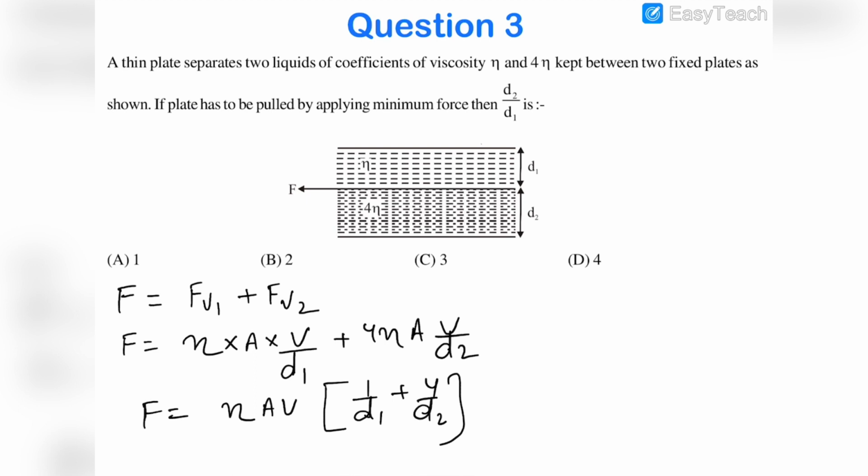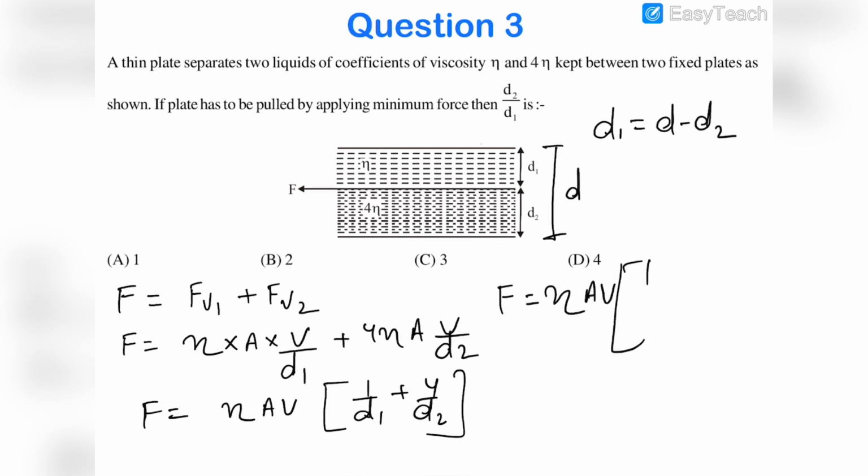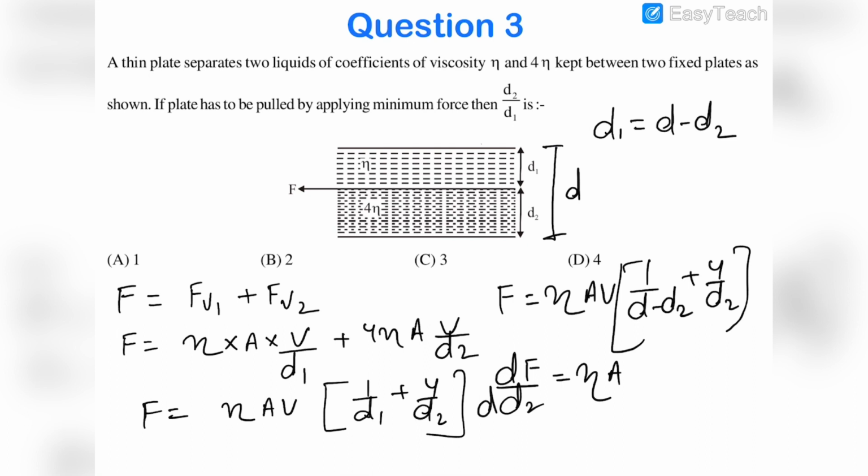Now we have to minimize this force. So what we should do is use maxima and minima. So let us differentiate it, and we know that if this distance is d, then we can replace d1 by d minus d2. So F will be equal to eta A v into 1 by d minus d2 plus 4 by d2. So dF by d d2 should be 0. So this is eta A v, and the differentiation of this will be 1 by d minus d2 whole square into minus 1.